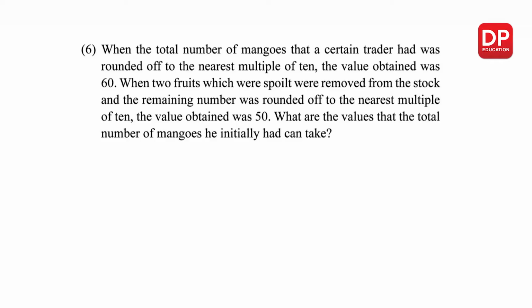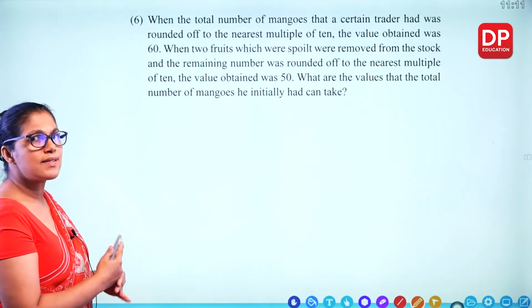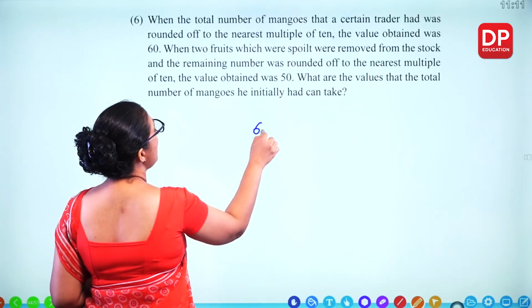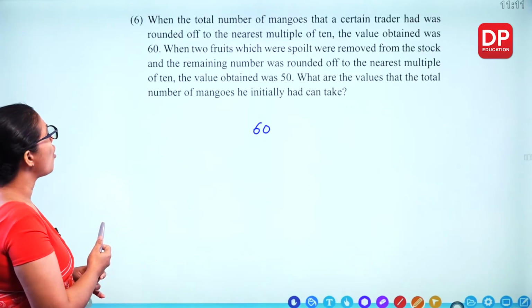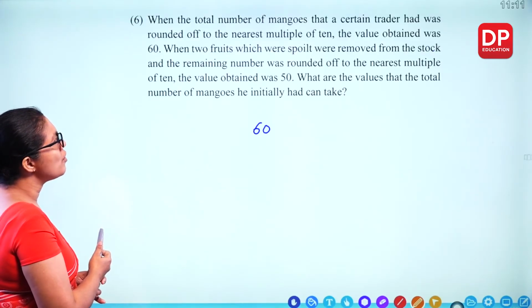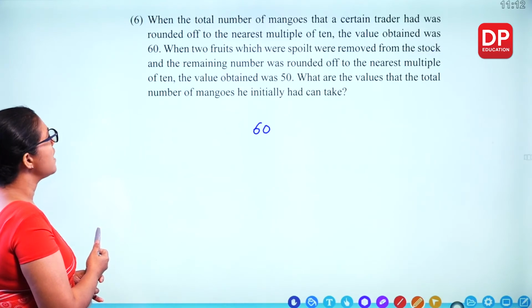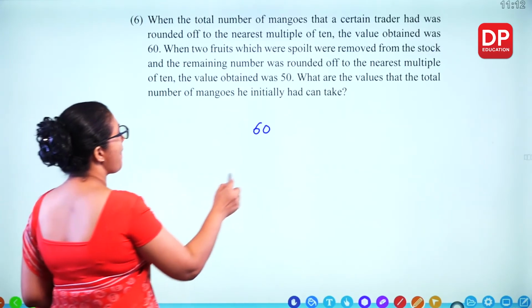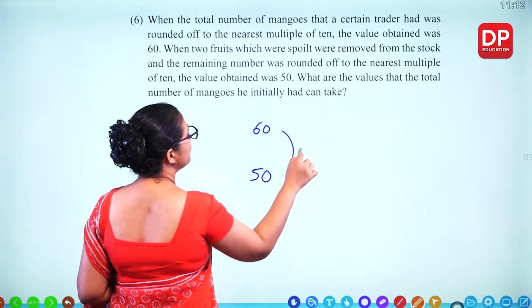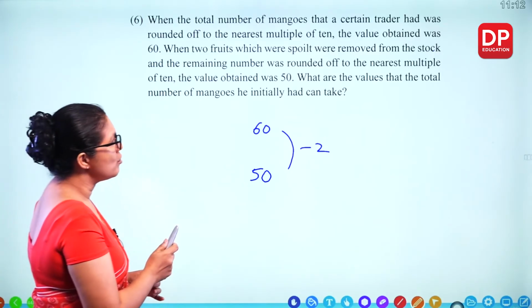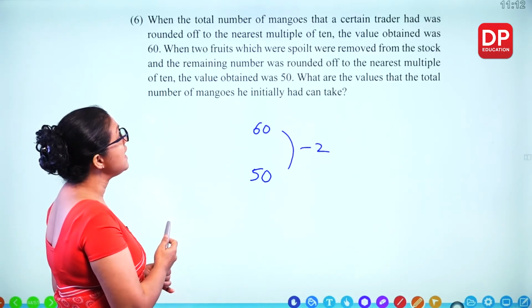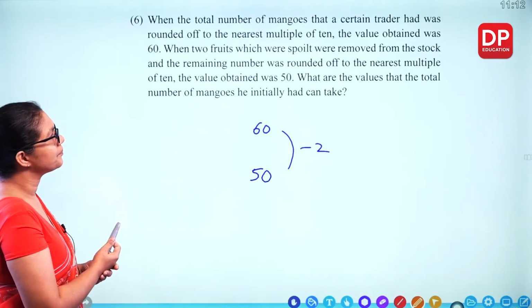When the total number of mangoes that a certain trader had was rounded off to the nearest multiple of 10, the value obtained was 60. So that's the rounded value. When two fruits which were spoiled were removed from the stock and the remaining number was rounded off to the nearest multiple of 10, the value obtained was 50. So after you removed 2, the rounded value was 50.